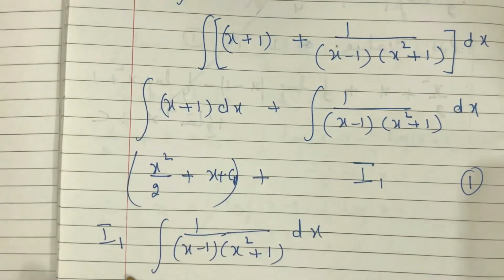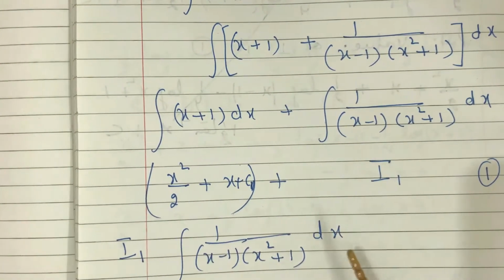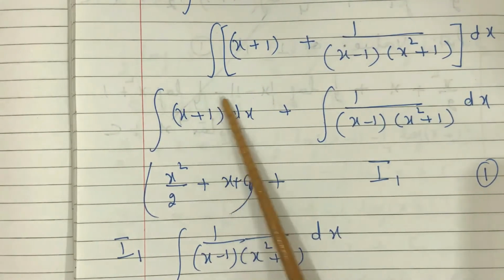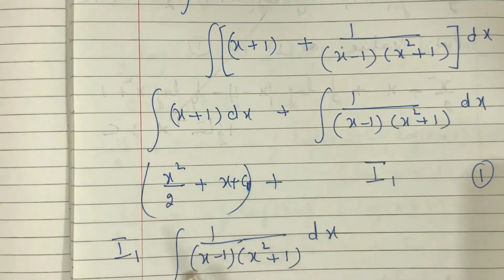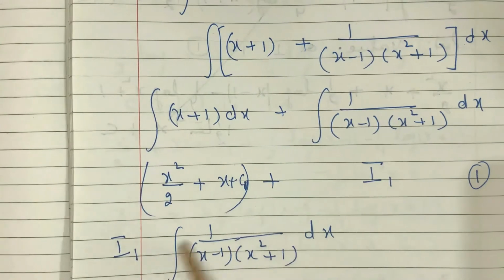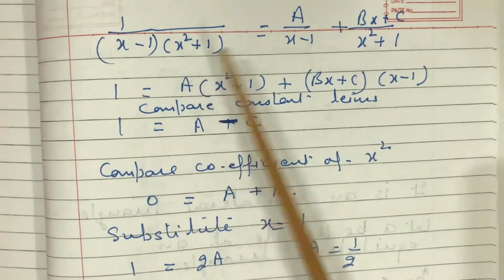Here I1 is the integral of 1 / ((x - 1)(x² + 1)) dx. So the integration of this is this, and this is I1. I have written I1 here. I am going to solve this now on the next page. Now do the partial fraction.